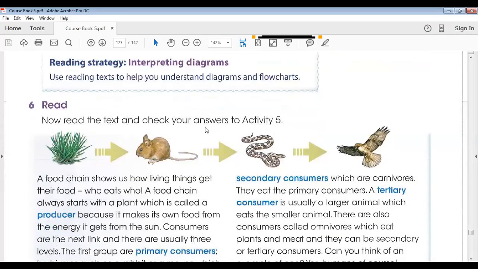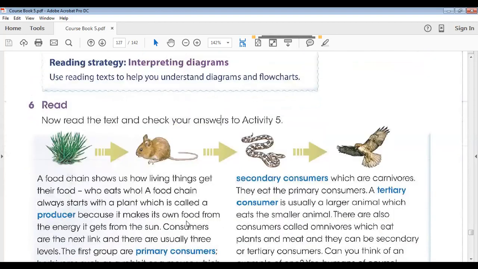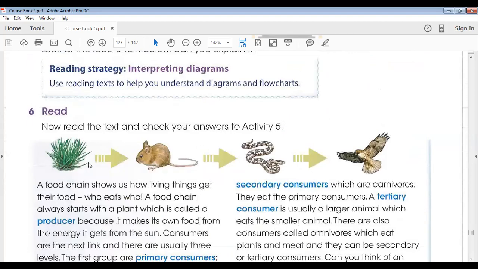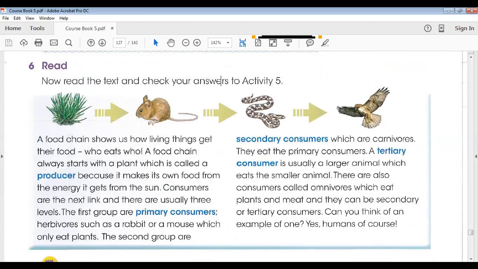Then activity 6 was about read the text and check your answers to activity 5. And because activity 5 is about this food chain, and they asked us to complete this food chain, name them according to their role. So I've read this text, and then we have discussed that the first one is the producer, the second one is the primary consumer, the third one is the secondary consumer, and the fourth one is the tertiary consumer. So I asked the students to write these names on these animals and producers, predators, and preys.